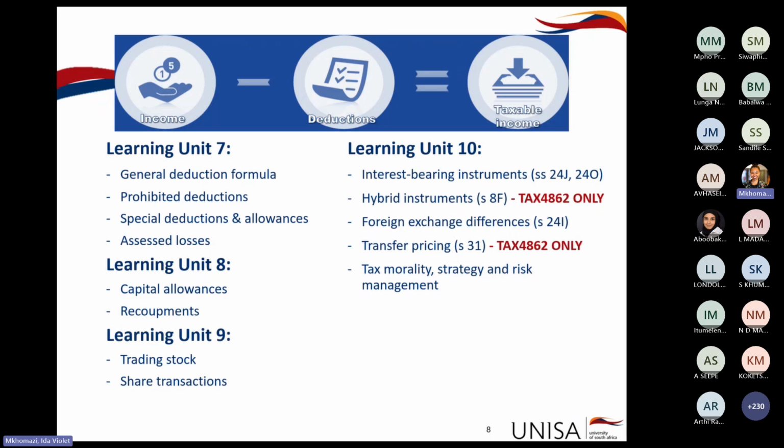I have this slide which provides a breakdown of which topics or which sections are in each learning unit, right? And as you can see, when we get to LU10, we have section 8F and section 31 that we said is for text 4862 students. But there's something that I want to bring to your attention, right? That from this year onwards, we have actually narrowed the scope even further for text 4861 students.